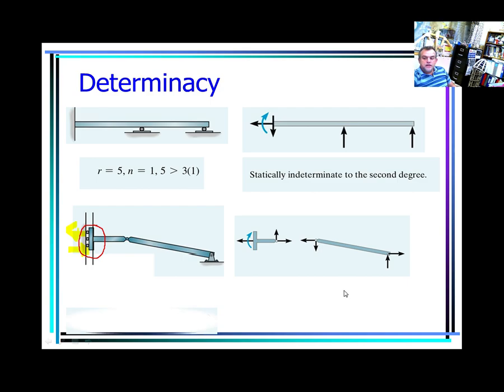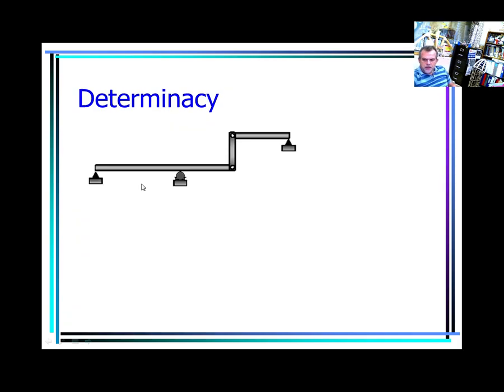So 6 equals 3 times 2. That means that this is statically determinate, and theoretically you should be able to calculate that. And I went to this example also. You can go on your own and check it. This is 2, 3, 5, 7, 9. 9 equals 3 times 3, determinate.